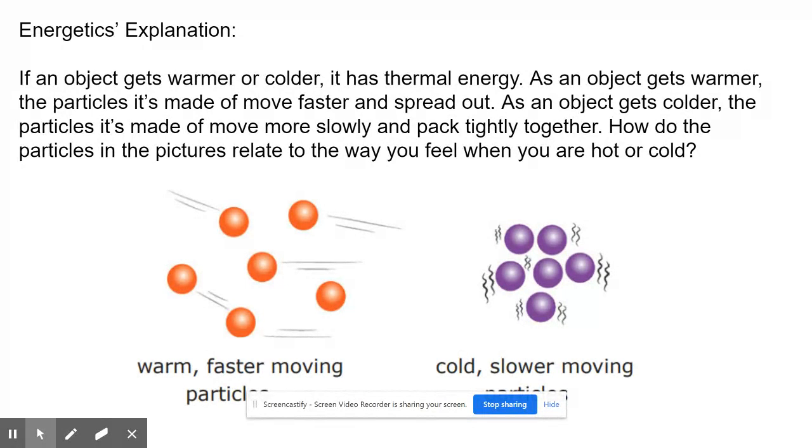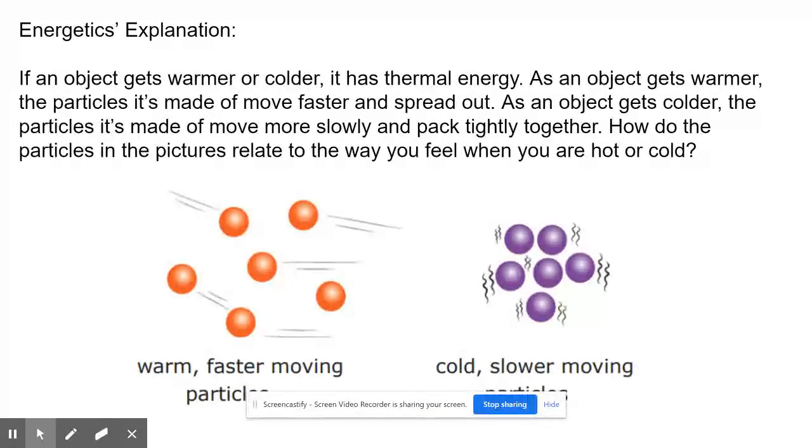How do the particles in the pictures relate to the way you feel when you are hot or cold? So think about this. These red particles are warm and they move faster and farther apart. So when we're hot, you don't really want to be wearing heavy clothes. You probably don't want to be packed tightly in a big group together. You want to be able to move and have some space and cool off.